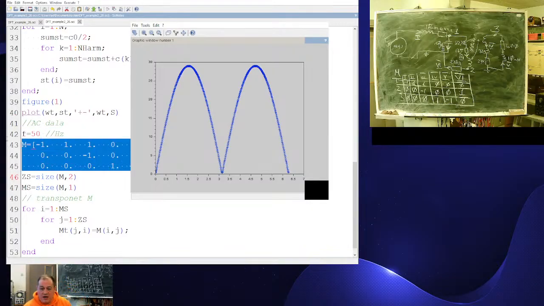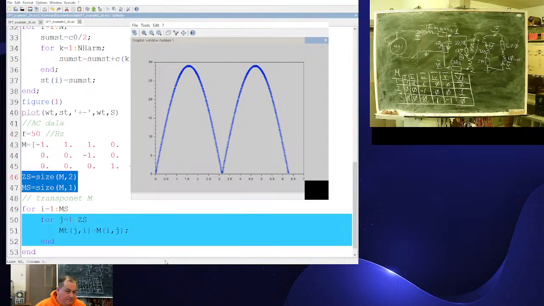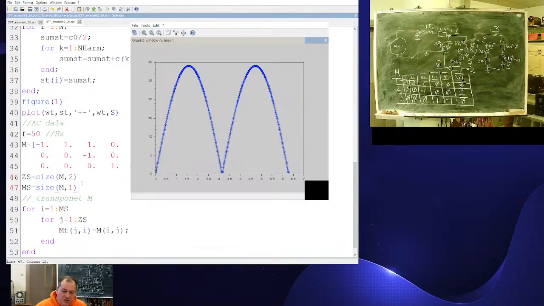Here is my network topology, and I copied frequency 50 Hz. It's okay. What about these two rows? Size is a measuring operator. It accepts two arguments: what to measure and how, or number of dimensions. 1 means get number of rows. 2 means get number of columns. Here, ZS, it's from Latvian zaru skaits, number of branches.